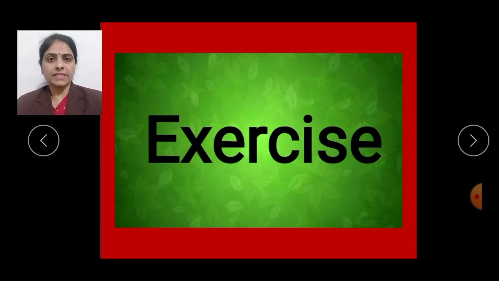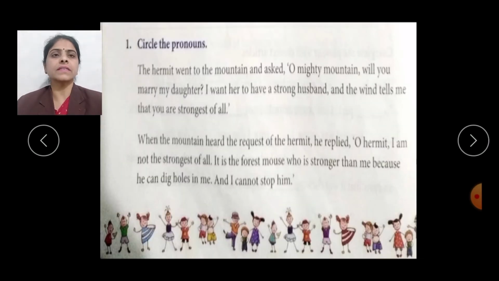Now let's have the exercise related to personal pronouns, which is given on page number 26 of your grammar book, and that is circle the pronouns. In this exercise, we are having two paragraphs and we need to find pronouns and circle them. So let's start reading of the para.